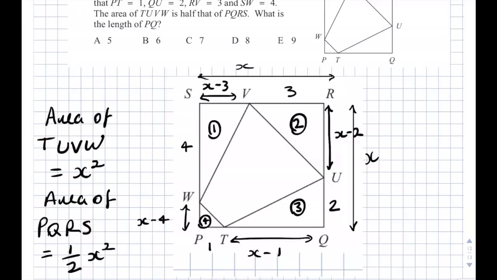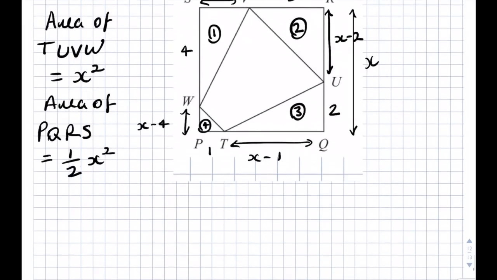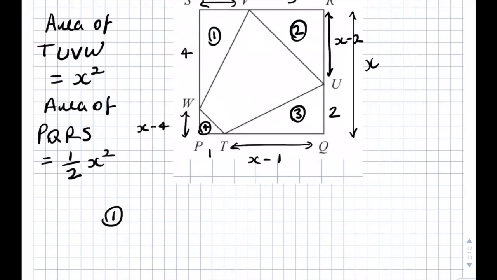Now, I can already see if I do this, the algebra is going to get quite messy. So what I'm going to do is calculate the areas of 1, 2, 3 and 4 separately, and then I'm going to write the equation and then simplify it. So, for shape 1, the area, now we know the area of a right angled triangle is a half base times height. So it's going to be a half times 4 times X minus 3.